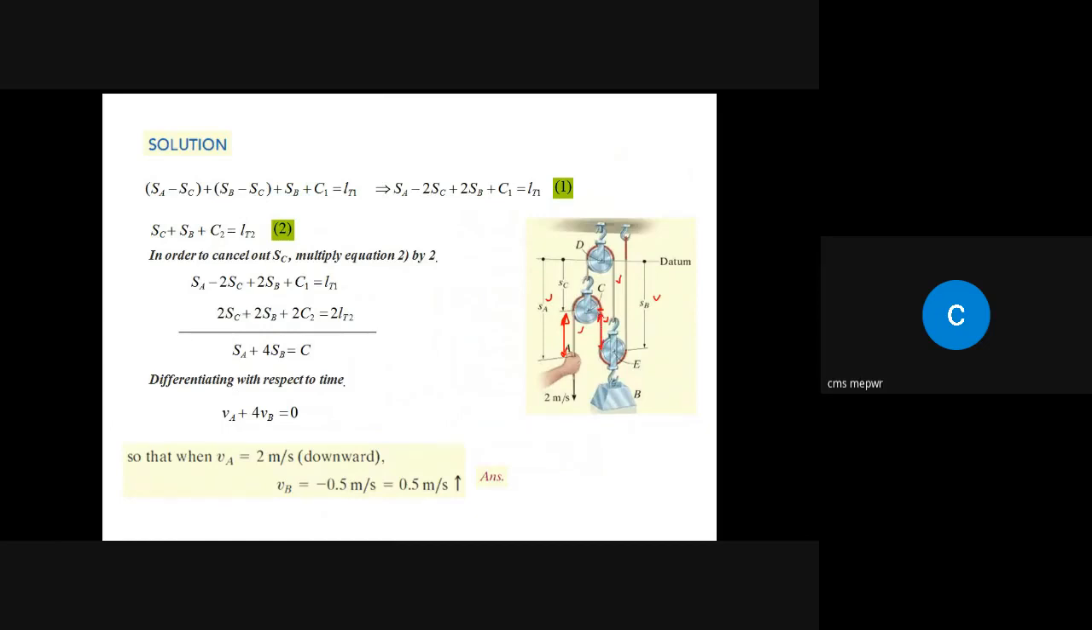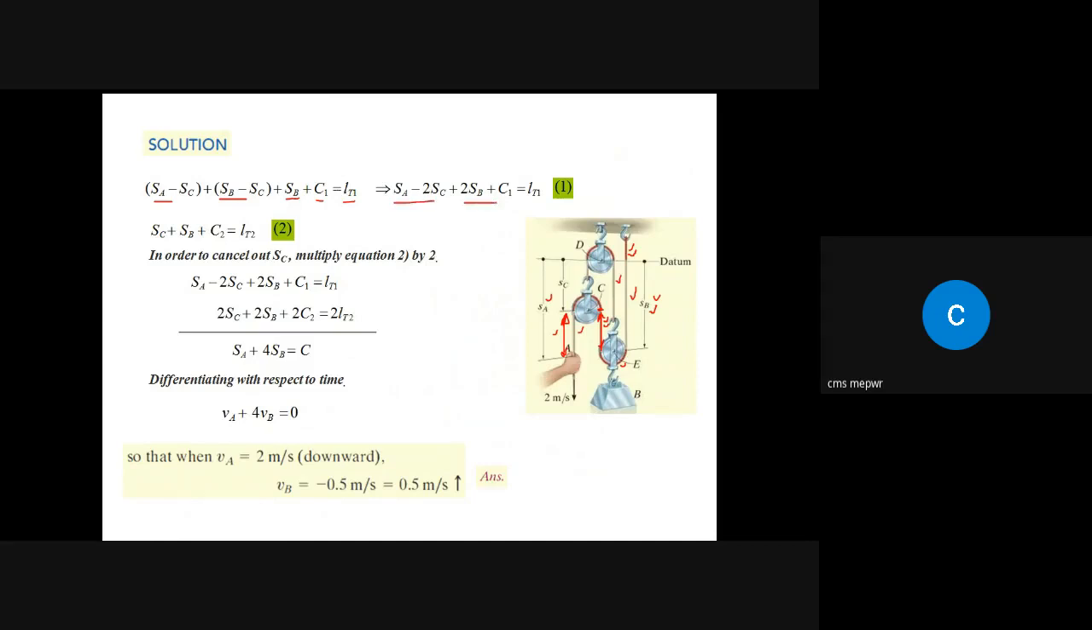Again we have this constant, and then we add SB, and then we have this constant length. So we have SA minus SC, SB minus SC, plus SB, and it should be equal to the constants. Let's combine all of them into a single constant C1. So SA minus SC, SB minus SC, plus SB, plus C1 is equal to the total length of chord 1. When you rearrange it, you will get this equation.